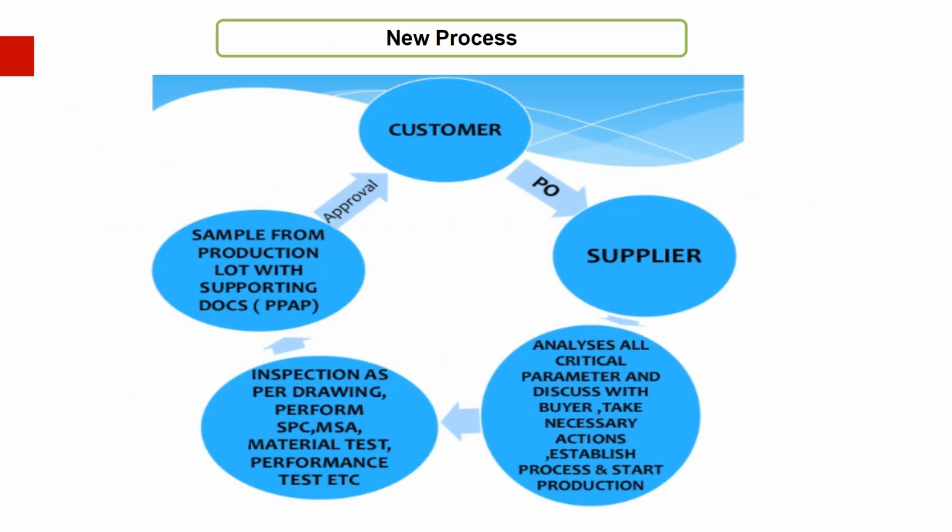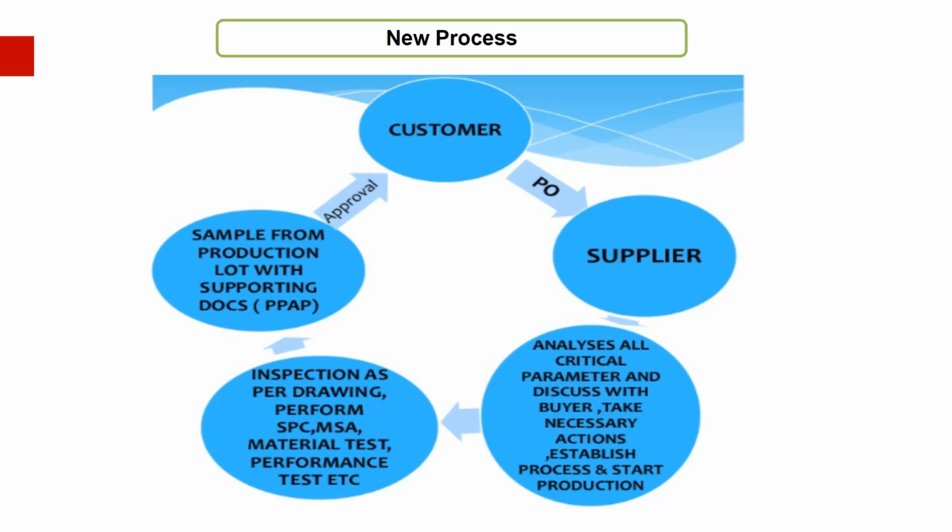So after PPAP, what process happens? Customer is giving a PO to suppliers. What are the suppliers doing now? Analysis of all critical parameters and discussion with the buyer to take necessary action, establishment of the process, start production. After that, what are they doing? Inspection as per drawing, performance, SPC, MSA, material test, performance test, and all. Then a sample from the production lot with supporting documents of PPAP. Now they are sending it for customer approval.